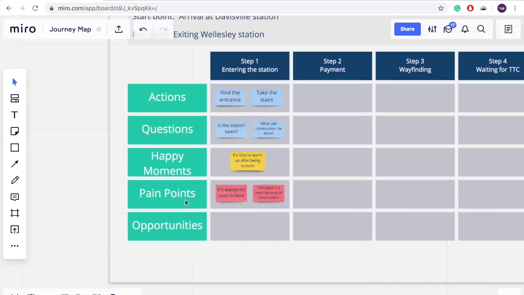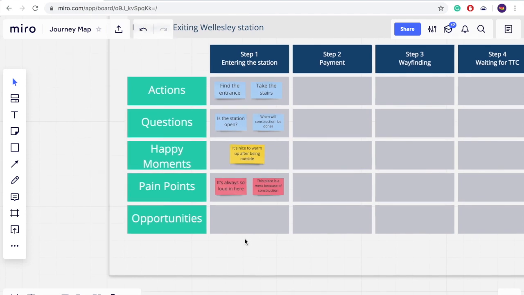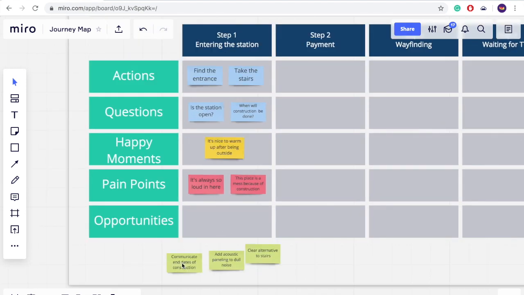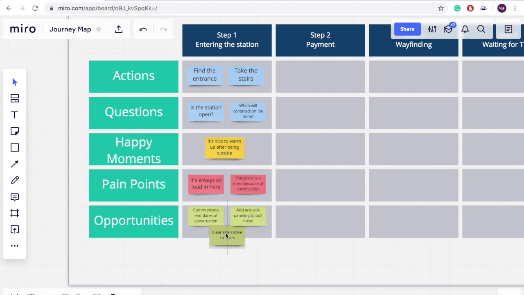Pain points are those moments in the journey that the customer does not feel so happy about. So in this scenario, the station is often dealing with construction, which is a pain point, and it's often very loud in the station because of that. And finally, we get to opportunities. This is where you reflect on everything you've entered in the table and think about how you could improve the experience for the user. At this point, you're thinking about it from a customer experience perspective, so you're not thinking about cost limitations, you're just brainstorming ideas on the page.